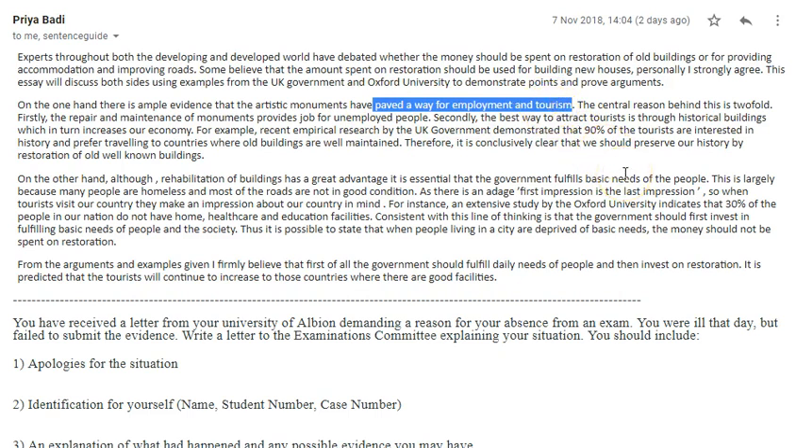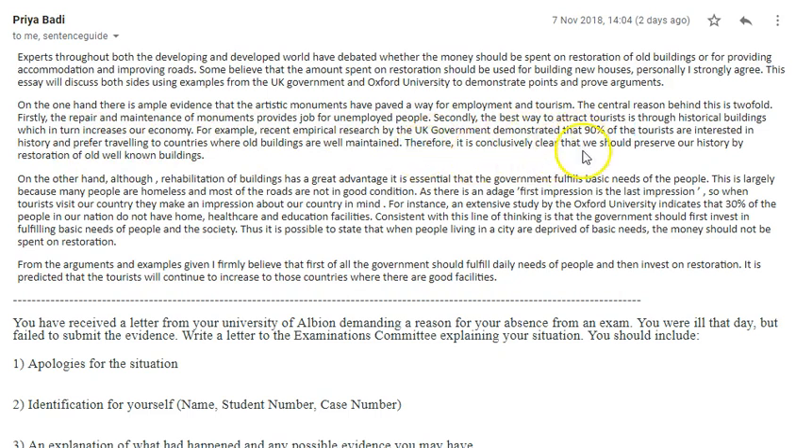The central reason behind this is twofold. Good. Firstly, the repair and maintenance of monuments provides jobs, with an S, for unemployed people. We could even say here, instead of unemployed people, we could just say for the unemployed. Secondly, the best way to attract tourists is through historical buildings, which, in turn, increases our economy. For example, recent empirical research by the UK government demonstrated that 90% of tourists are interested in history and prefer travelling to countries where old buildings are well maintained.